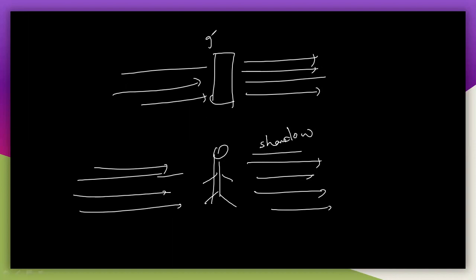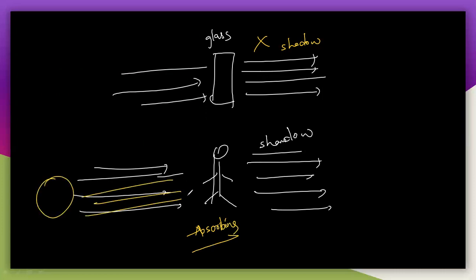But if you take the glass here, you will not get any shadow. Ikkada shadow em raadu, but here you will get the shadow. It means that the glass is not absorbing any sunlight, but the body is absorbing the sunlight. From the sun it is absorbing this sunlight. But the glass is not absorbing; it simply transmits the radiation.